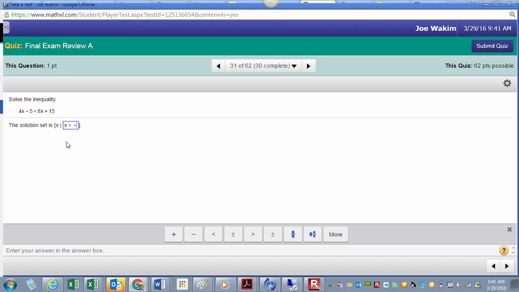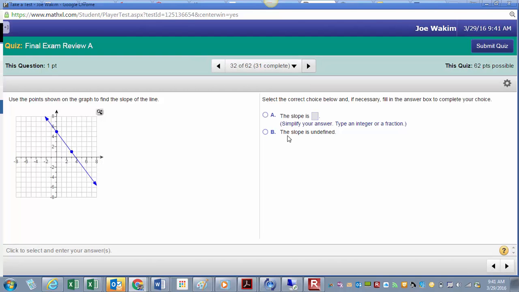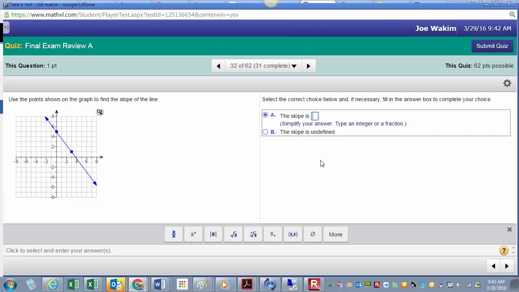Next, use the point shown on the graph to find the slope of the line. Okay, so we start from this point. We go down, rise over run. Okay, let's count. 1, 2, 3, 4. We're going down, that's a negative 4. Over 1, 2, 3. Going to the right, that's a positive 3. So negative 4 over 3 is the slope. Simplify, type an integer or a fraction. So negative 4 over 3 is a fraction.